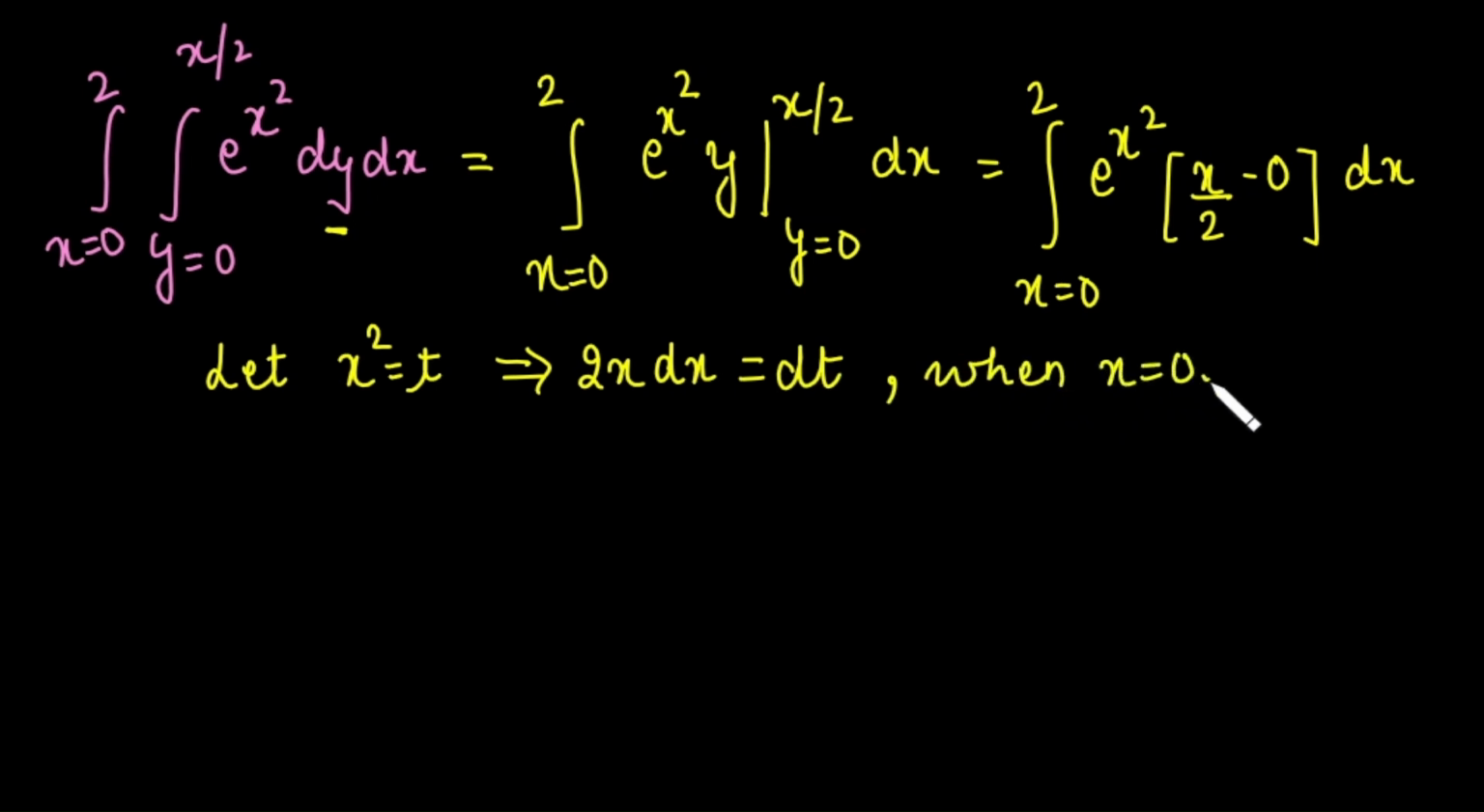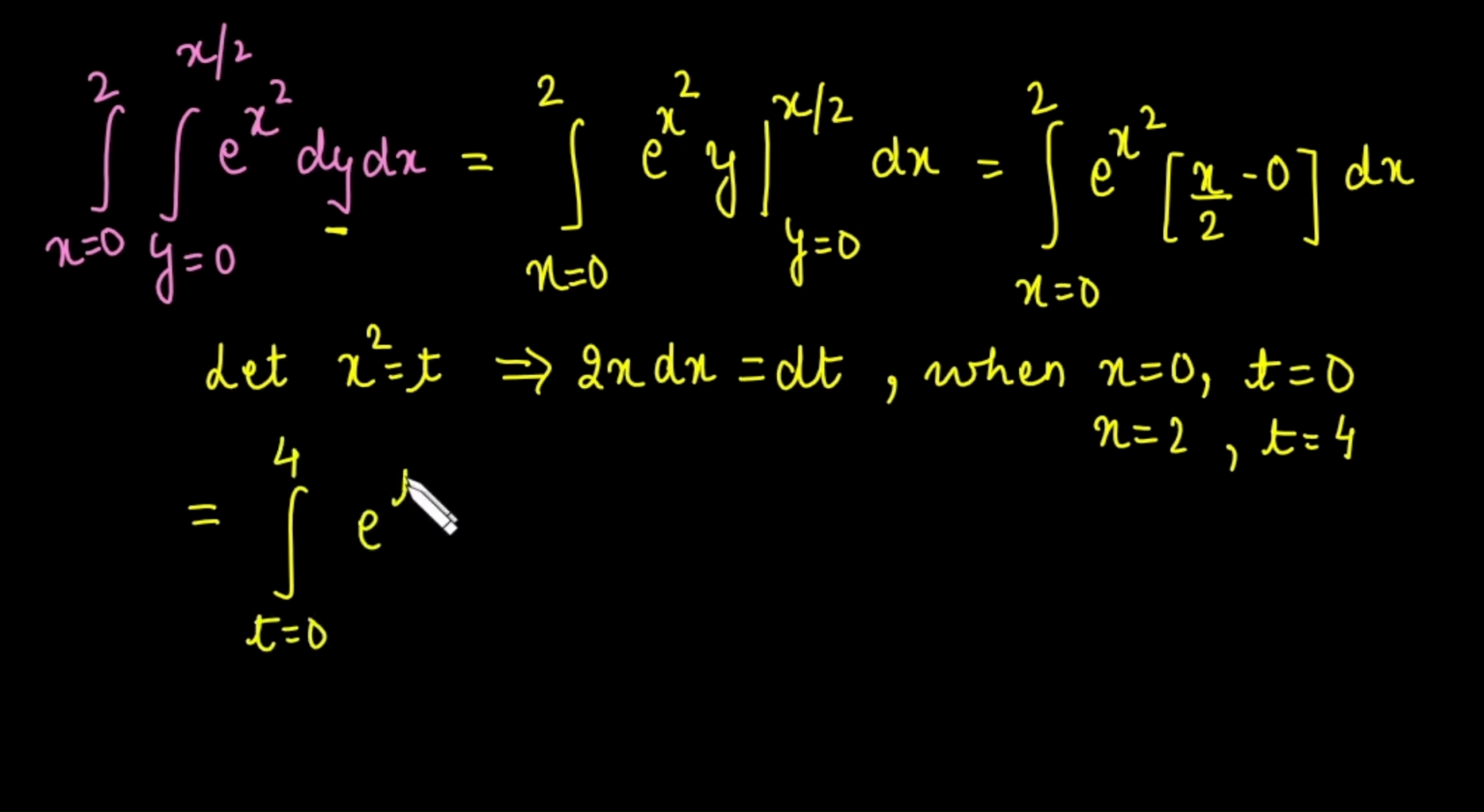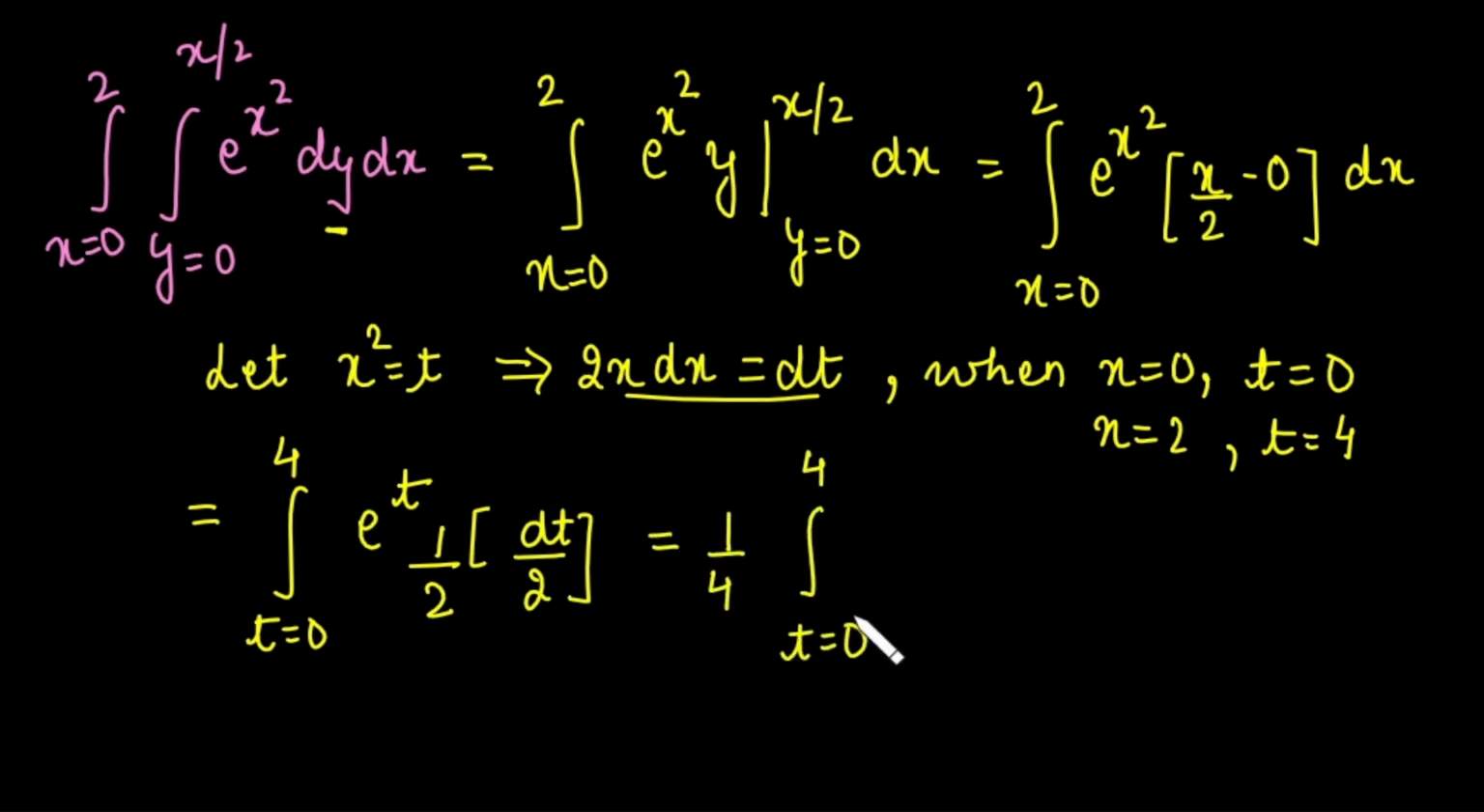When x is equal to 0, what is the value of t? t is also 0 here. When x is equal to 2, the value of t is 4, because 2 square is 4. This implies this integration gets converted to the integral of t from 0 to 4 of e raised to power t, times 1 by 2 as it is. x dx is replaced by dt by 2. This is equal to 1 by 4 times the integration from 0 to 4 of e raised to power t dt.